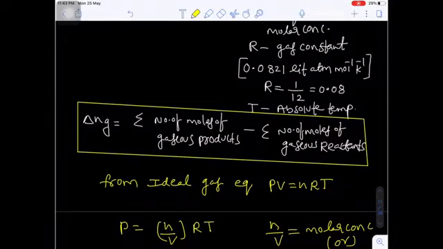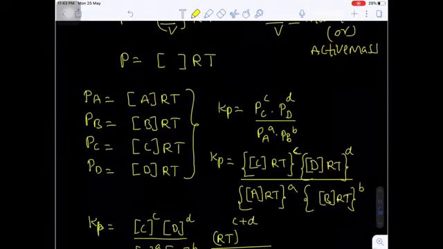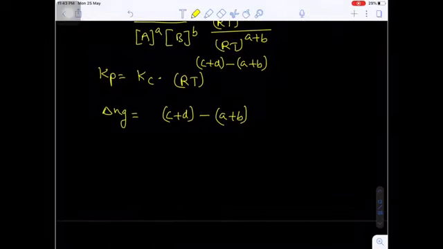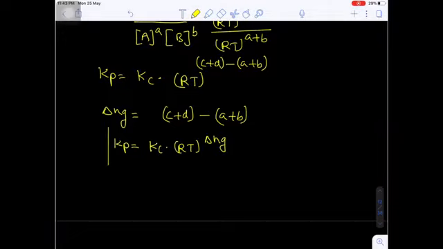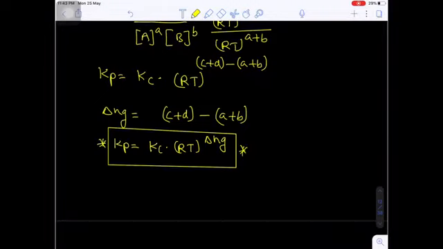Delta Ng is the total number of moles of the gaseous products minus the total number of moles of the gaseous reactants. Now I am writing Kp is equal to Kc into RT whole power delta Ng. This is a very important, useful relation between Kp and Kc. Once again, Kp is equal to Kc into RT whole to the power delta Ng.